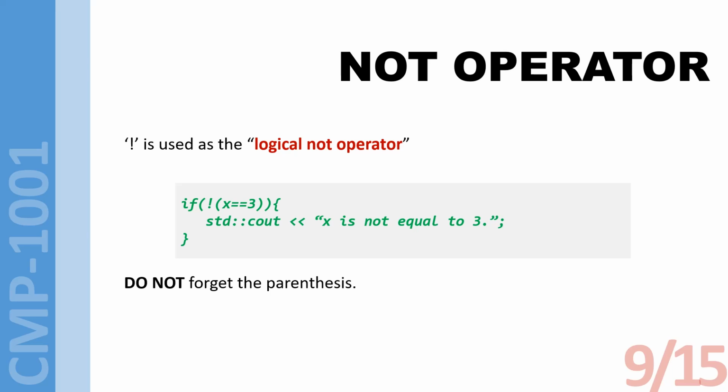When using this not operator though, you have to be very careful about putting the parentheses. Otherwise, an exclamation mark in front of a variable will actually be a completely different operator, which again we will be seeing in the upcoming lectures.